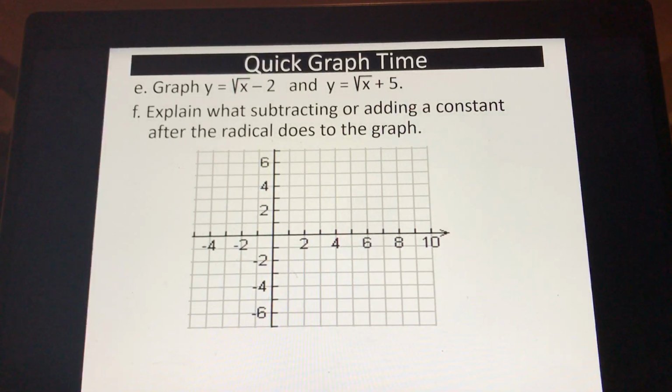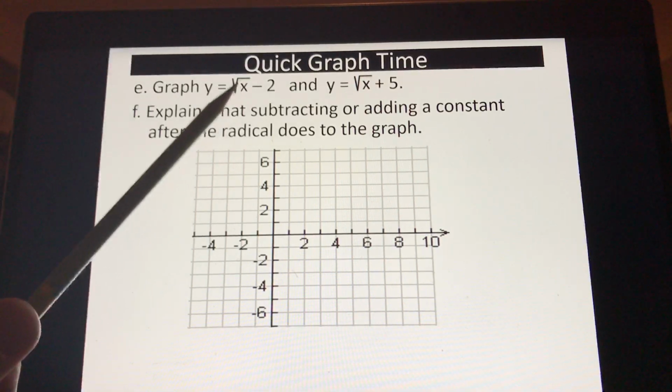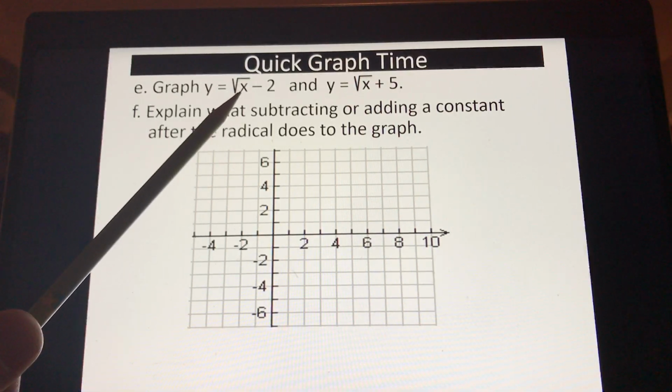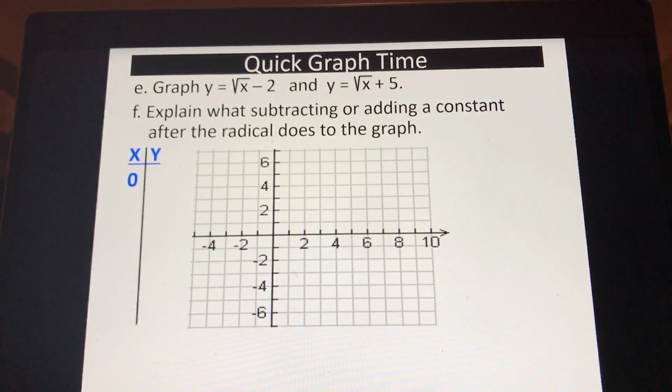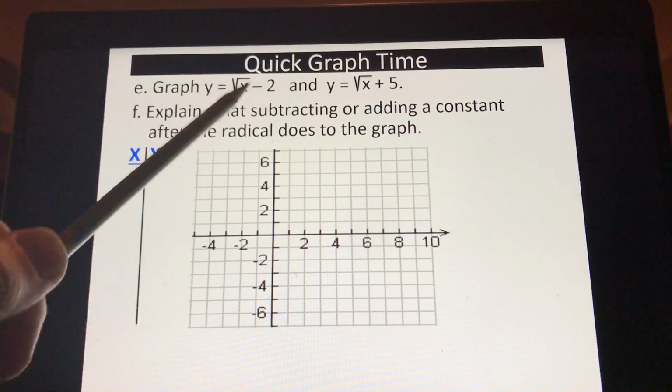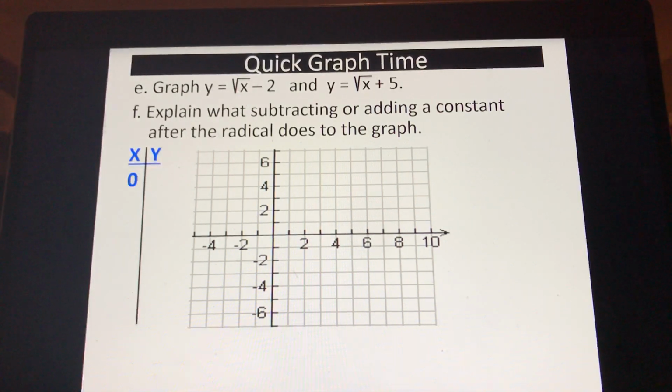All right, let's see if we can do this here. So what can you plug in here for a domain value? Well, you still can't plug in negatives, but you can plug in 0. So here comes my table. Plug in 0, the square root of 0 is 0. 0 minus 2 is -2. So we're going to graph that in a minute.